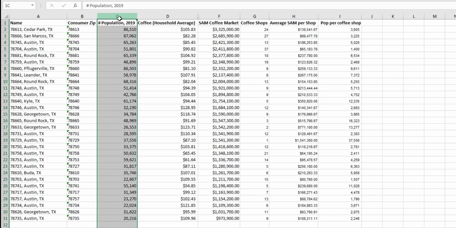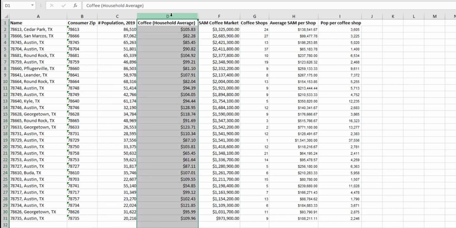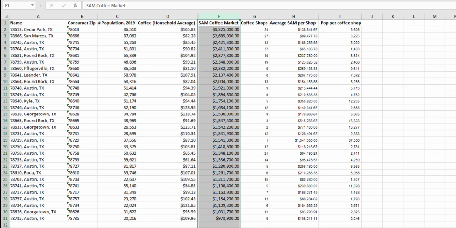I've got the population estimate as of 2019. I've also found through a reputable database the average household expenditure on coffee consumption, and the total market for coffee in that zip code. That is more or less going to help me determine my serviceable addressable market. I've also found reputable data on an estimate of the number of coffee shops already located in that zip code.